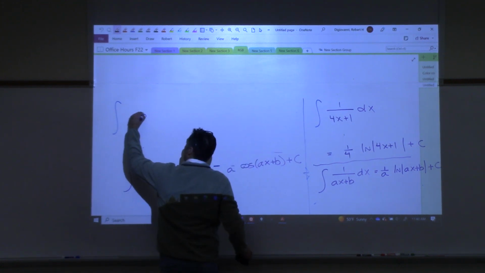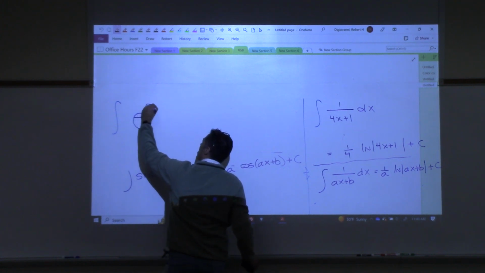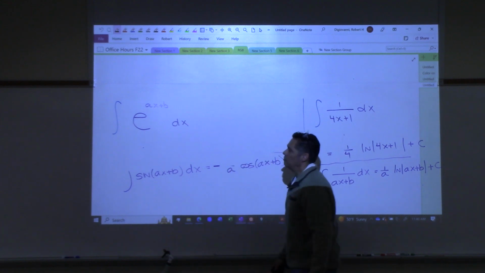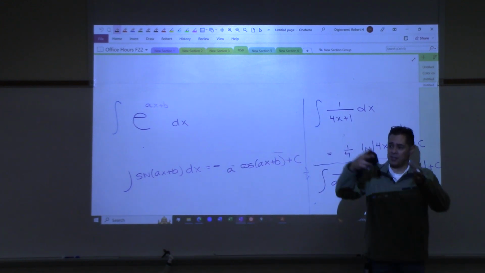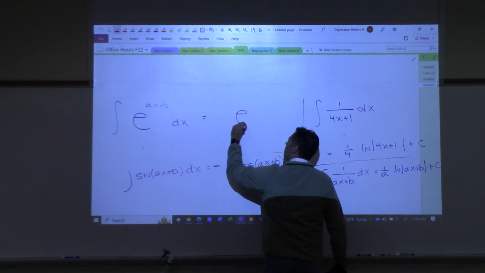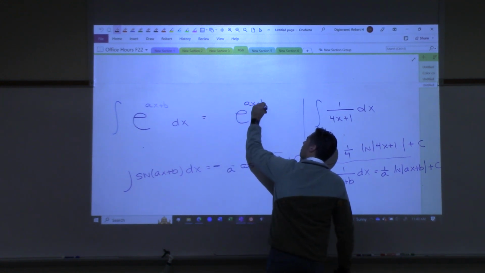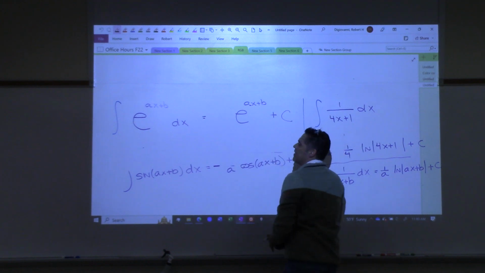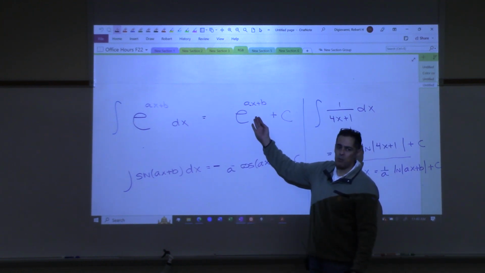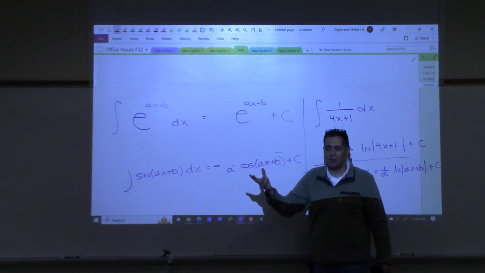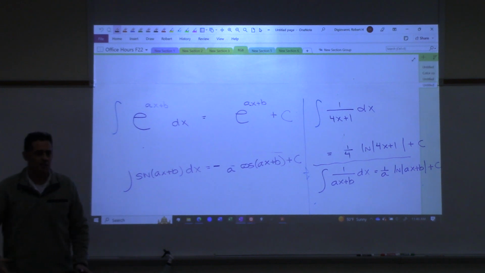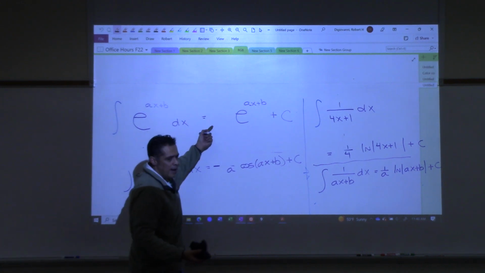How about e raised to a linear expression like that? Well, do you know the antiderivative of e to something? Itself, right? It's itself plus c. But again, because of chain rule, if we take the derivative of this, we're eventually going to take the derivative of the linear expression, which will pop an a out, and we've got to kill the a. So we're going to throw 1 over a in front.